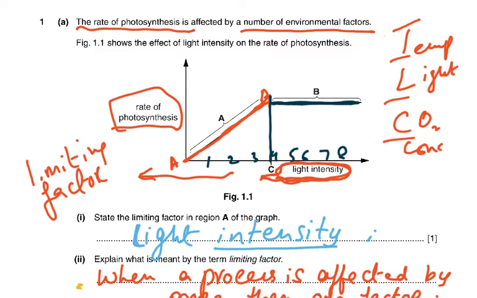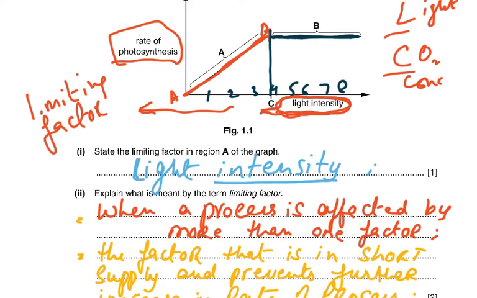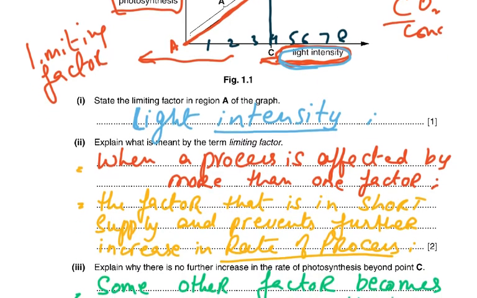Now, let's look at the questions. The question is: state the limiting factor in region A on the graph. Now, region A on the graph is naturally the light intensity. I told you whatever is on the x-axis, that is the limiting factor. Then: explain what is meant by the limiting factor.